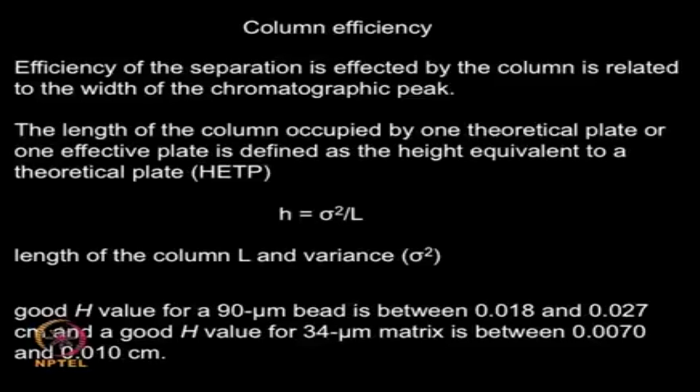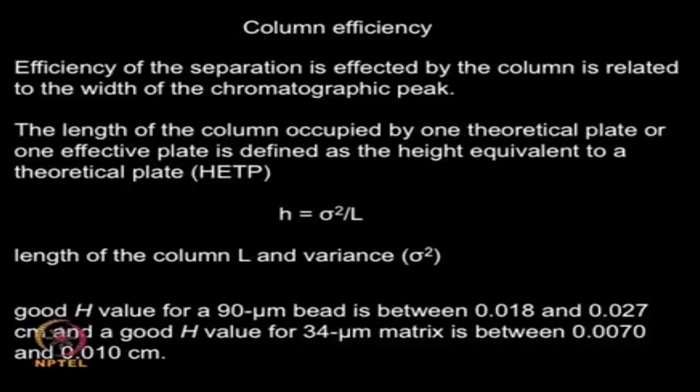There is another term which is called the column efficiency. The efficiency of the process is related to the width of the chromatographic peak. If the width is very large, then you have a sort of spread of the product, whereas if the width of the peak is very narrow, that means the spread is much less. The length of the column occupied by one theoretical plate is defined as the height equivalent to a theoretical plate.